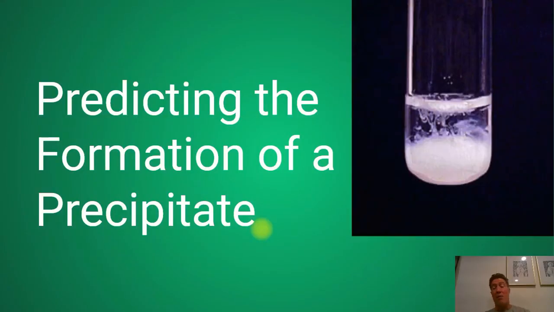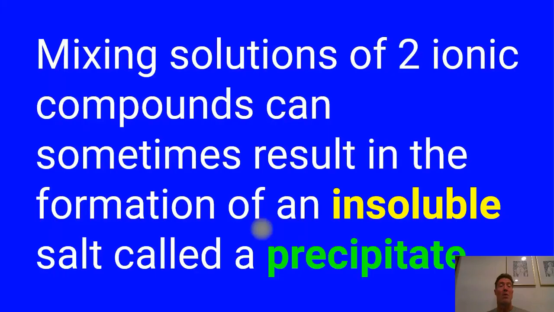Now we keep talking about the formation of a precipitate. Do we have any rules that allow us to predict the formation of a precipitate? As we saw, if we mix 2 solutions of ionic compounds, we can sometimes get the formation of an insoluble salt called a precipitate.